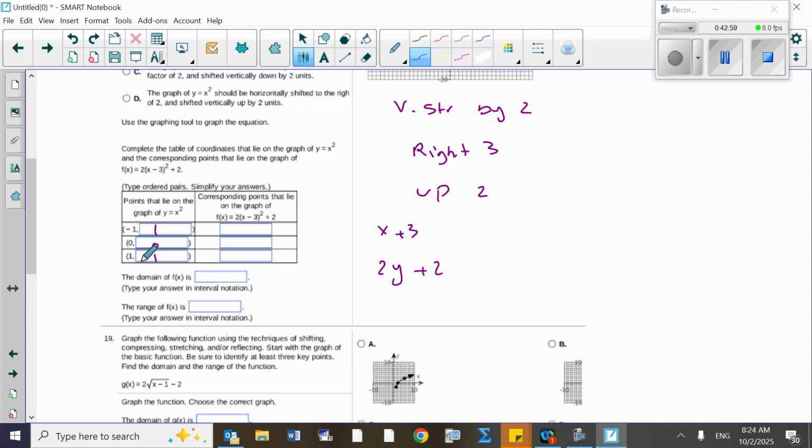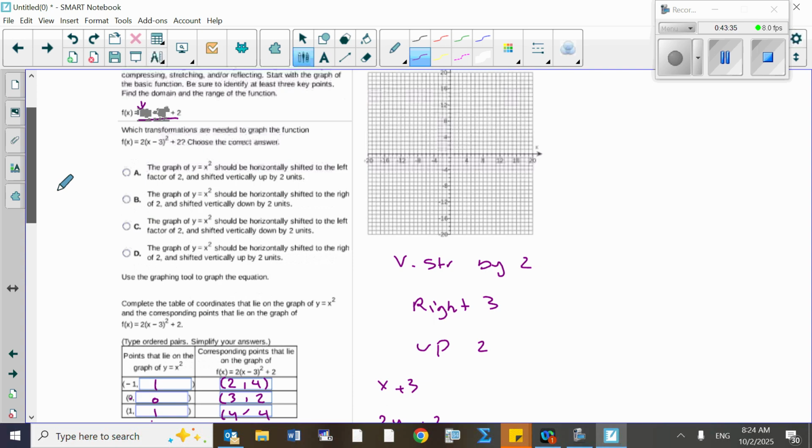So let's try them here. Any x value should be added by 3. So negative 1 plus 3 will be 2. 0 plus 3 will be 3. And 1 plus 3 will be 4. So these are my x values. How about y values? Multiply 1 by 2, which is 2, and add 2, that's 4. 0 times 2 is 0, plus 2 is 2. 1 times 2 is 2, plus 2 is 4. So these are the points. Now I can graph those points.